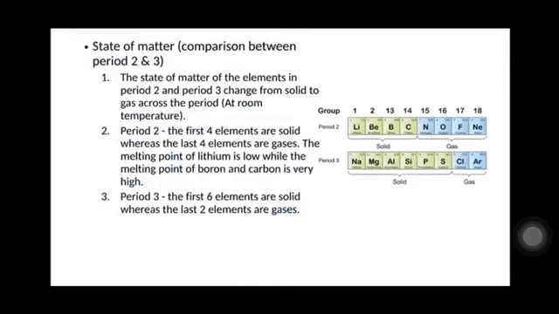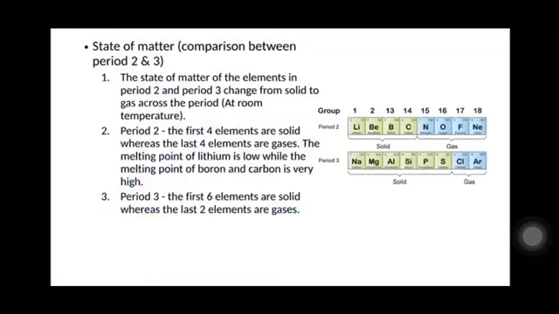Okay, supaya kamu jelas apa yang lainnya tentang period 3 ni. Kalau compare dengan period lain, kita ambil contoh period 2 lah. Yang pertama, state of matter of elements in period 2 dengan period 3 dia berubah. Daripada kiri ke kanan, bila kita bergerak, daripada solid dia akan berubah ke gas across the period.